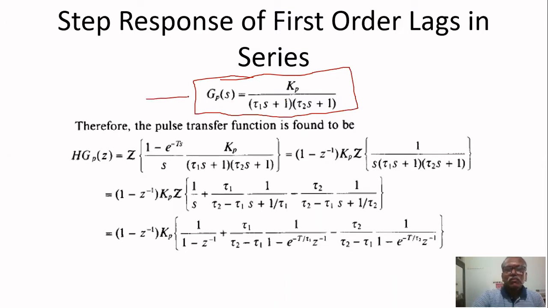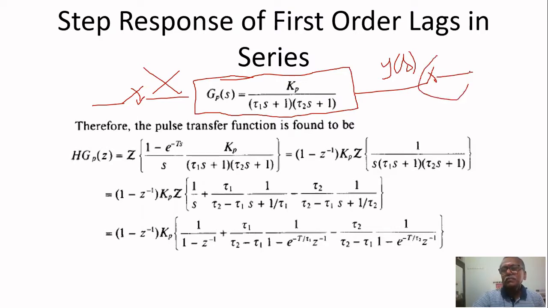So we cannot give digital input directly to this. But anyhow, this will give continuous output. If you want discrete output, you can put a sampler here or a fictitious sampler here. But we cannot give this directly. That's why we need a zero order hold. Zero order hold is required.